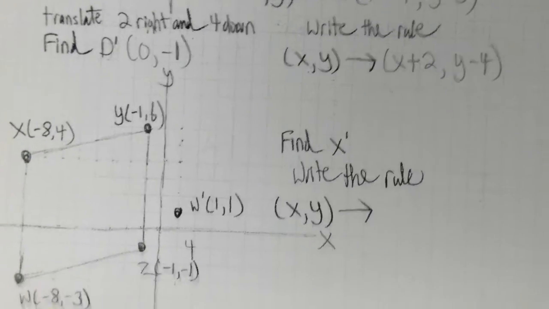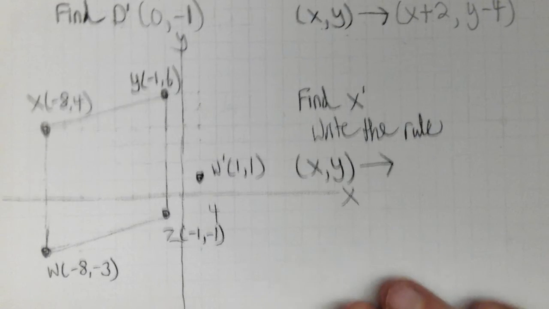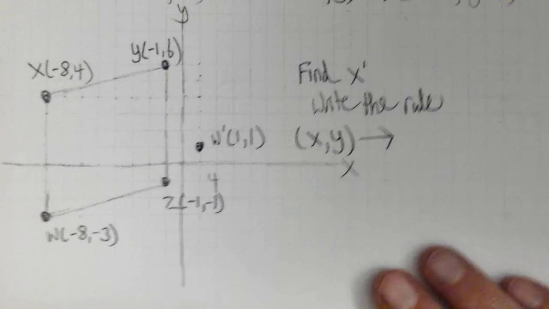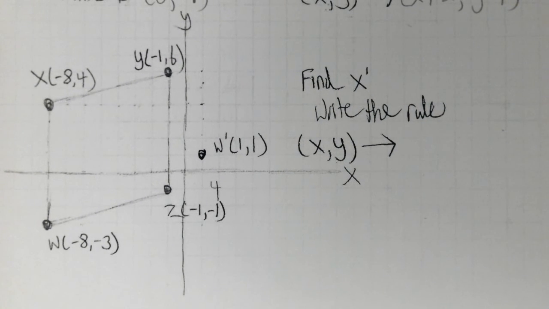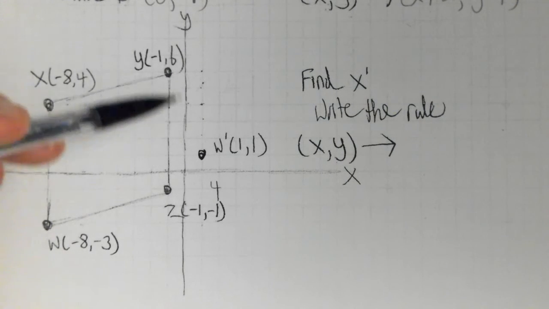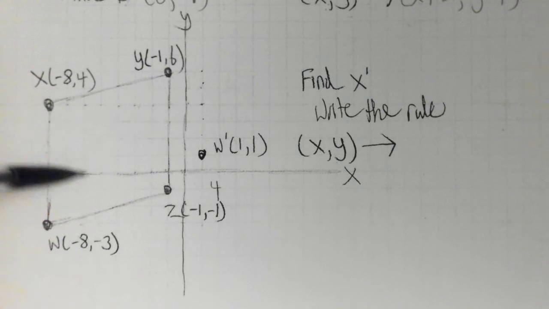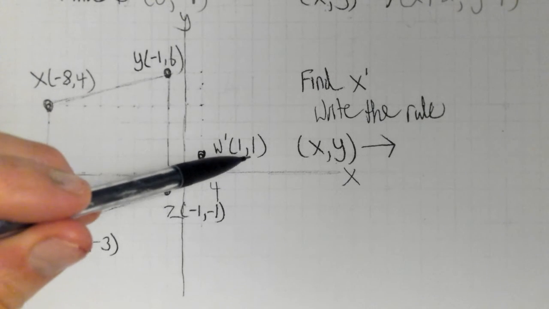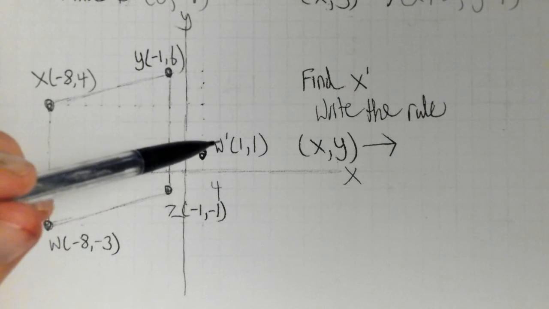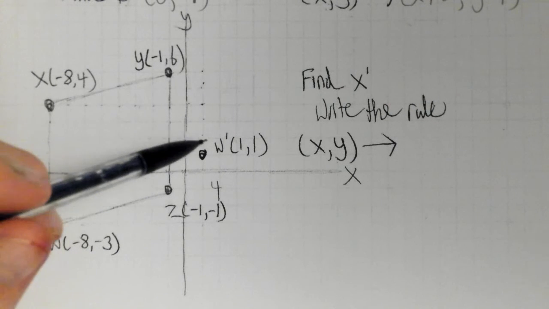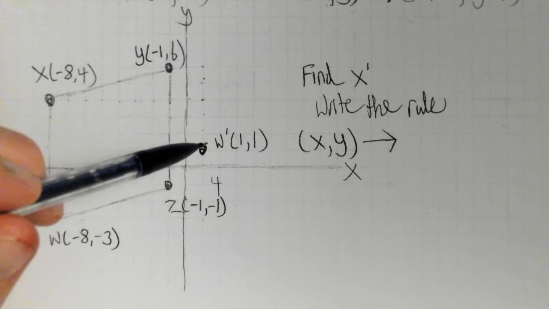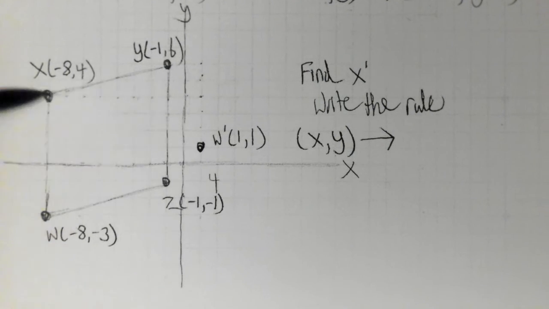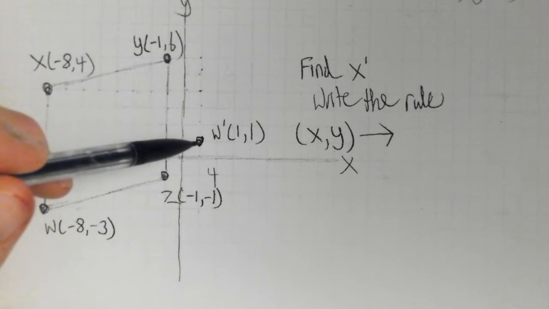Okay, so there's a different way that they could ask a problem about translation, and it could be something like this. Suppose I have a 4-sided figure here, got all the points listed, the coordinates are listed as well, and I have W prime listed at 1, 1. Okay, so what we've got here is one of the prime points. Out of the 4 prime points, I have one of them.